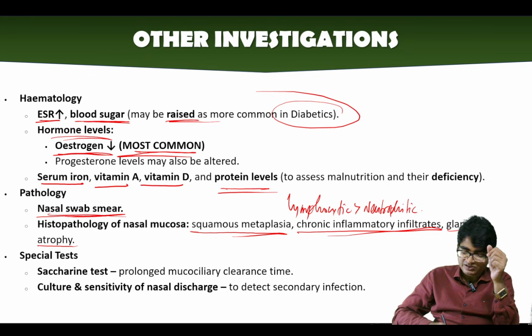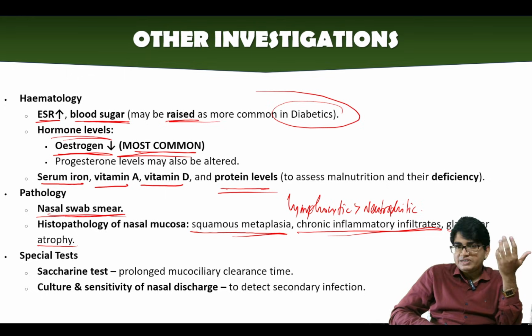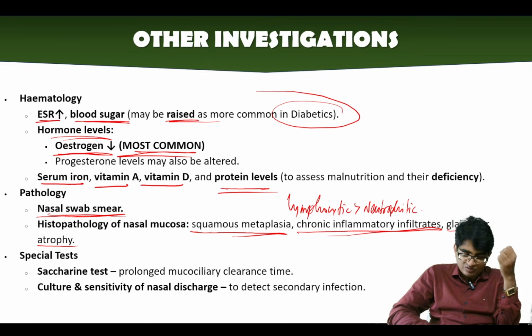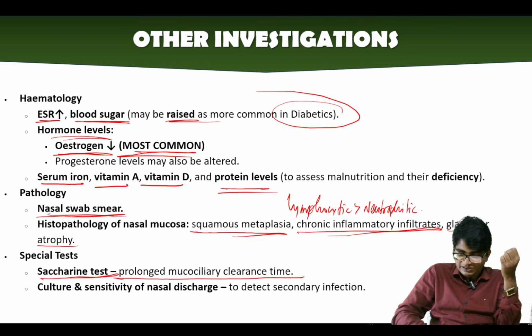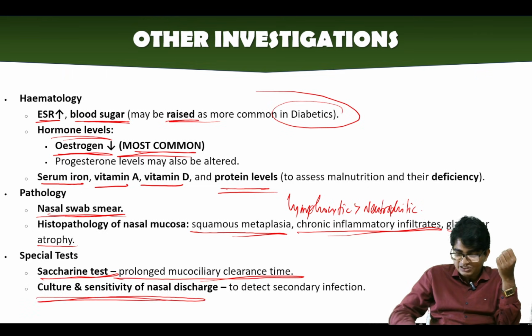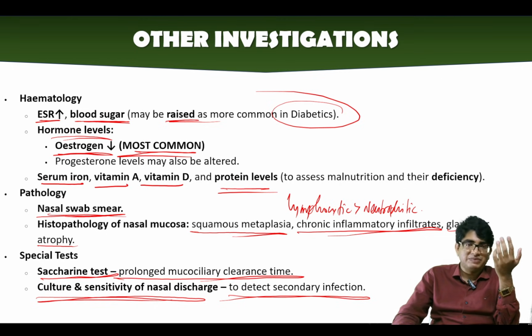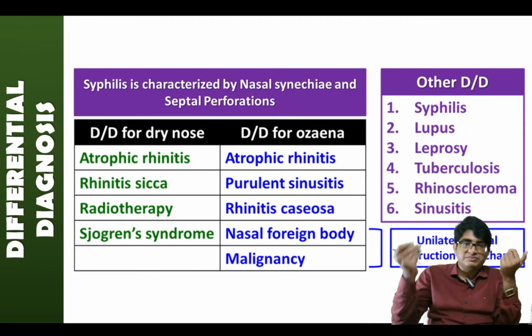Coming to the special tests. Obviously, the patient is having a nasal obstruction. The Eustachian tube will be functionally non-patent. So, on saccharine test, there will be increased or prolonged mucociliary clearance time. Culture sensitivity of nasal discharge may be done to detect any secondary infection. Correct? Okay.